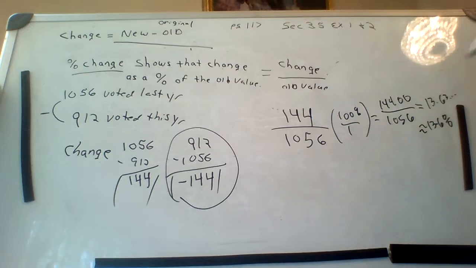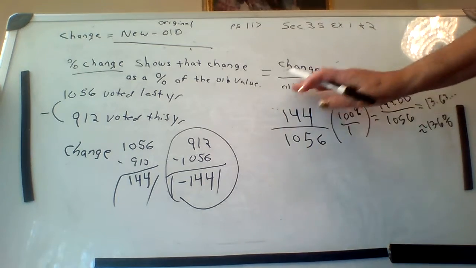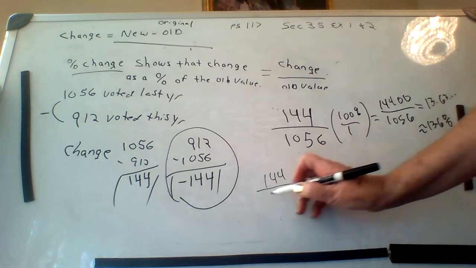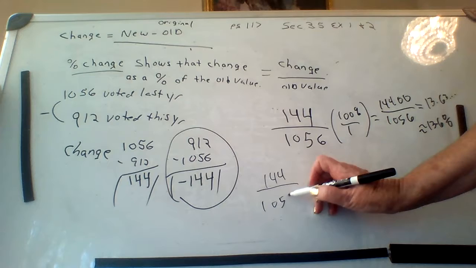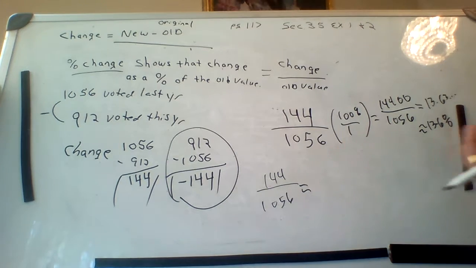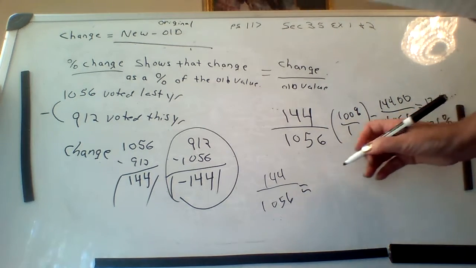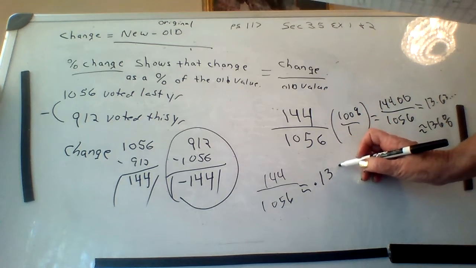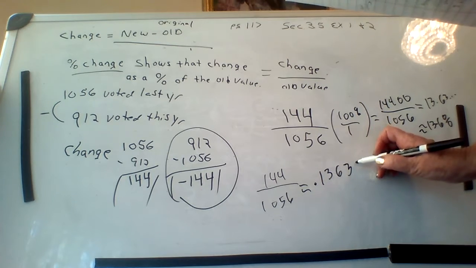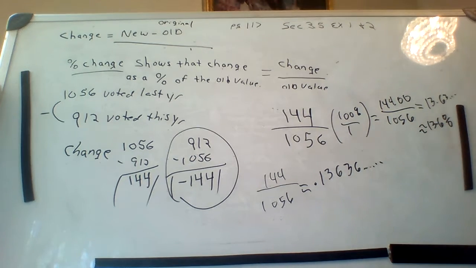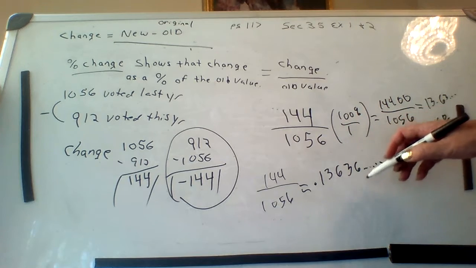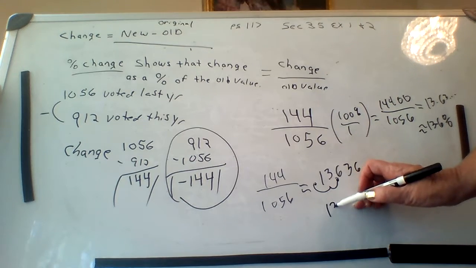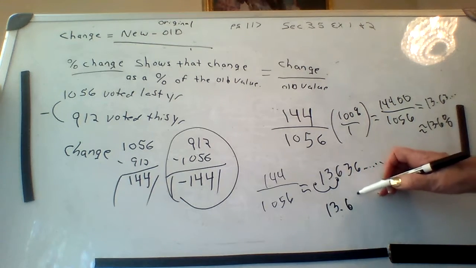Okay. The other way that you could have done this is you could have taken this right here and divided it, and when you divide that, you get 0.13636. I mean, it kind of goes on out, right? But we have to make it into a percent, so we have to move our decimal over 2 places. So now it becomes 13.6 whatever percent.